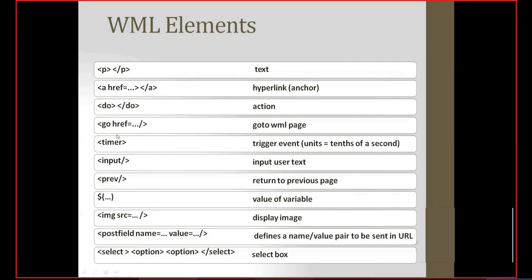Generally, whenever we are navigating to a website or an HTML page, we use the anchor tag. But whenever we have to navigate to a WML page, we use the go tag. The use of both these tags is the same, but even from a handheld device, if we want to navigate to an HTML page, we will use the anchor tag, and whenever we have to navigate to a WML page, we will use the go tag.